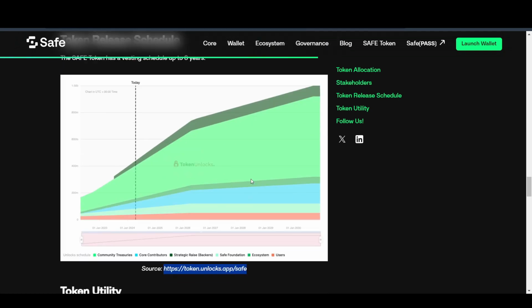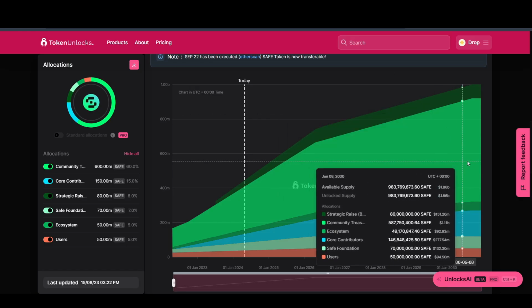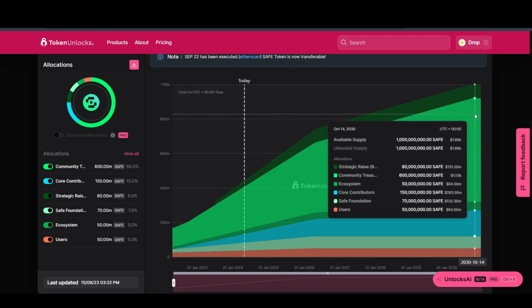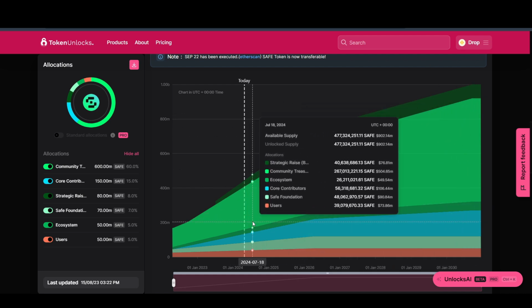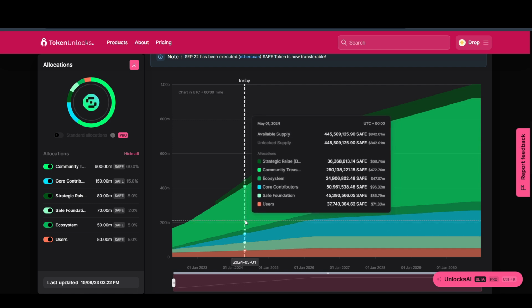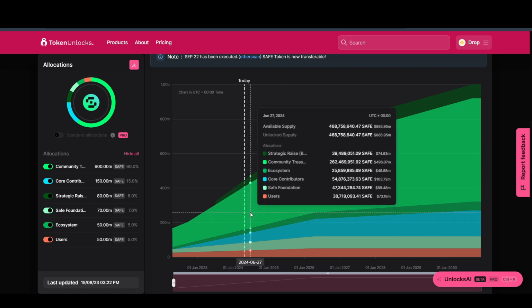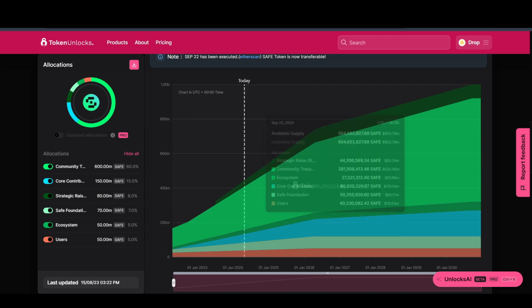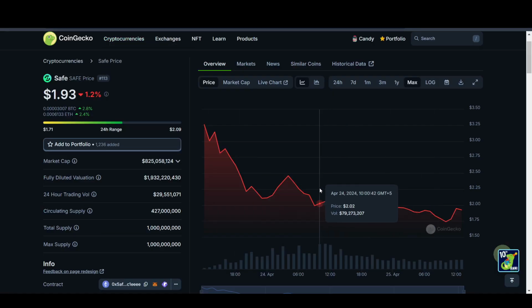The token will be vested over 8 years. That means most of the tokens will be in circulation by 2030, which is a pretty good deal. As of now, we still have a lot of tokens to go, so we will slowly see sell pressure, but the community treasury and ecosystem rewards are given out slowly. So I think we won't see that much sell pressure from that supply, but the core contributors, users and strategic investors could sell their tokens. You have to keep that in mind. So I think what we need is a pretty good correction before entering the market.